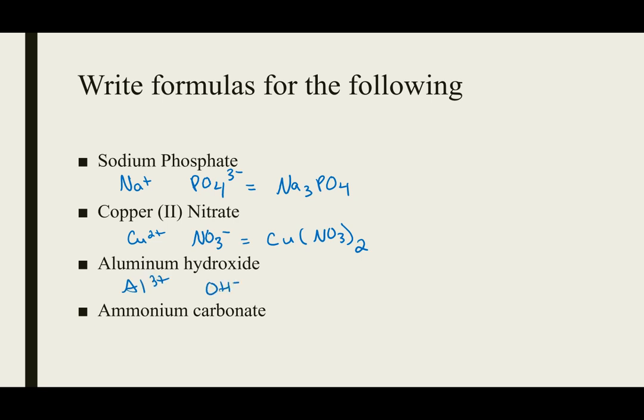Aluminum hydroxide, aluminum's +3, hydroxide's -1. And again, I need 3 of the entire hydroxide ions. I have to put it into parentheses because if I didn't put it into parentheses, look at what that's saying. That's saying I have 1 aluminum, 1 oxygen, and 3 hydrogens. That is incorrect because what I have is 1 aluminum and 3 hydroxides.